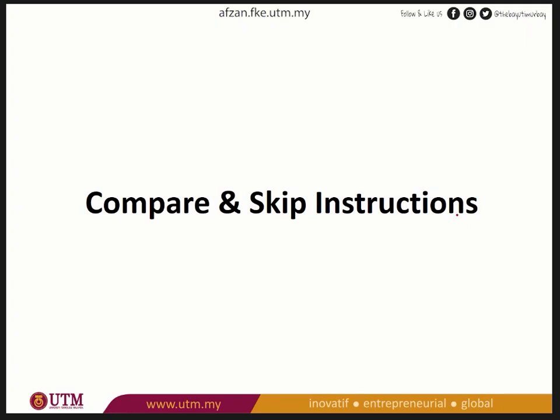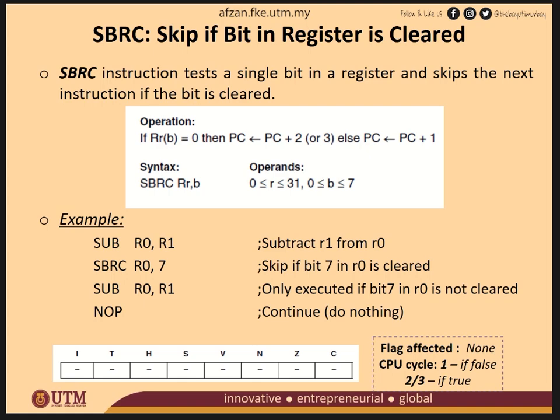Okay, let's look at the compare and skip instructions. There are a few compare and skip instructions available in ATmega32. One of them is SBRC, which stands for skip if bit in register is cleared. The SBRC instruction tests a single bit in a register and skips the next instruction if the bit is cleared.